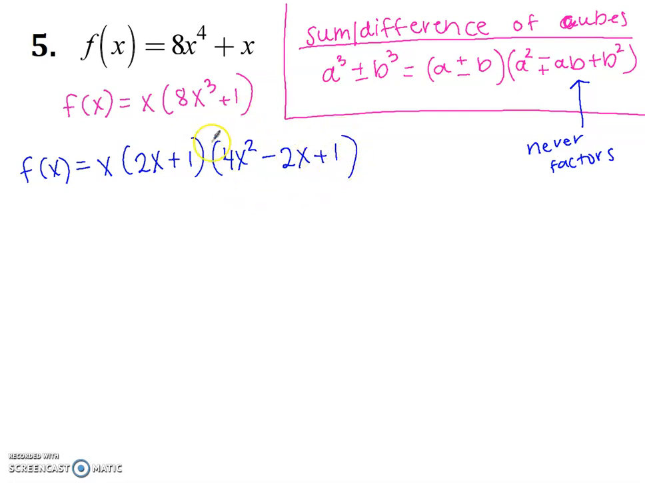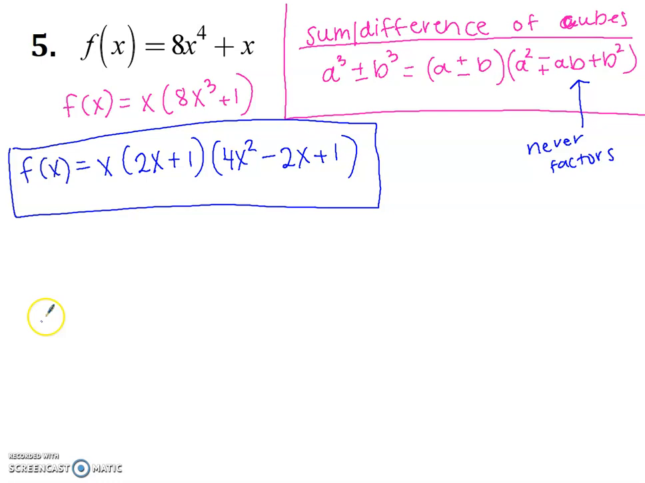Okay, so now remember, this will never factor. Okay, so this is the completely factored form. Then to get my zeros, that's just all the x values that are going to make the function equal to 0. So from this one, I would just get a 0. This one, I'm going to get a negative 1/2.